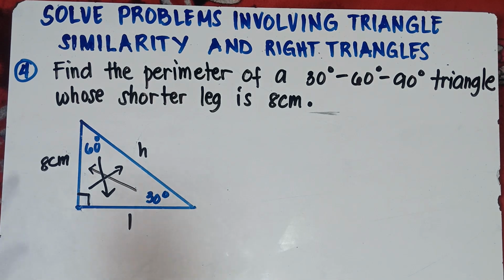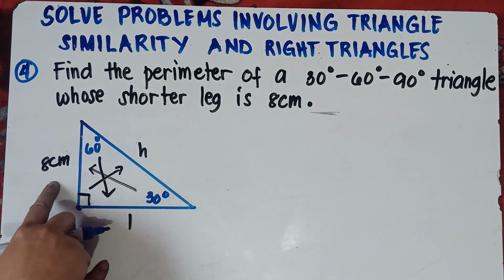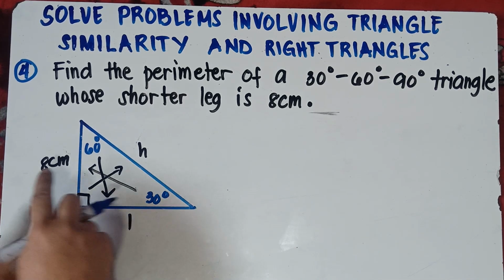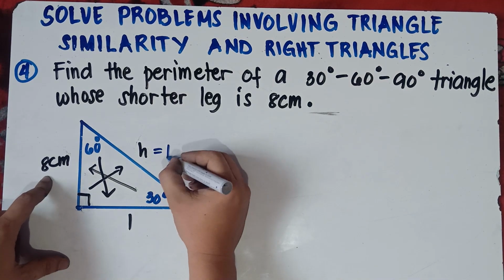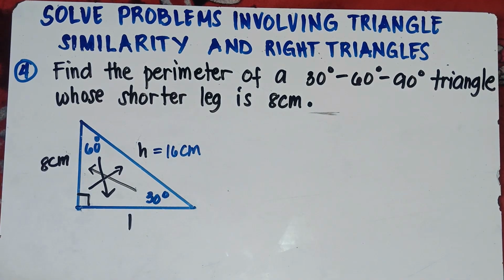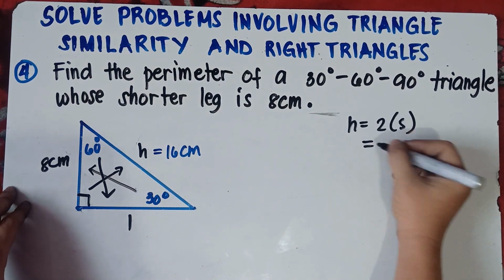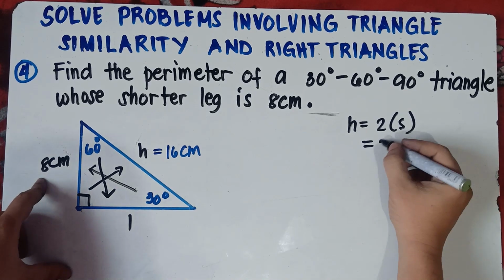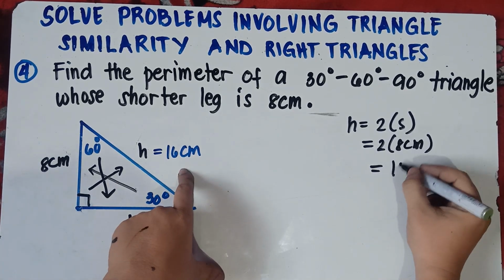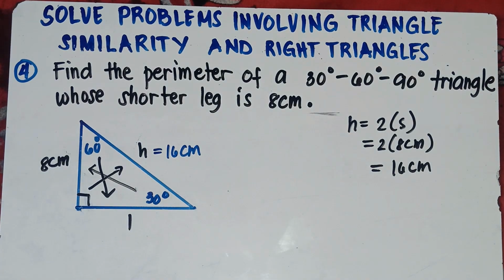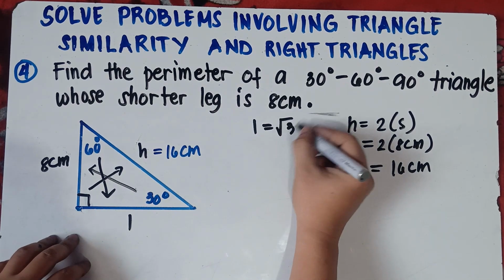So once again, class, if the given is the shorter leg, it is easy to find the hypotenuse. The hypotenuse is twice the shorter leg. So if this is 8, just simply multiply it by 2, and our hypotenuse is 16 centimeters. Once again, the formula of the hypotenuse is 2 times the shorter leg. Since the given shorter leg is 8, so 2 times 8 centimeters, our hypotenuse is 16 centimeters.